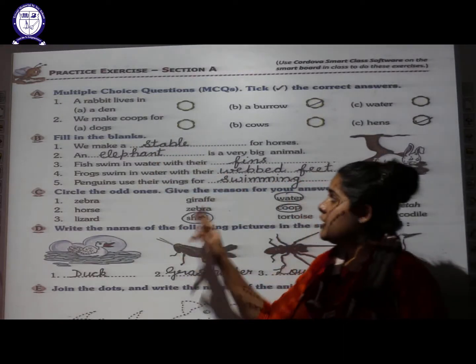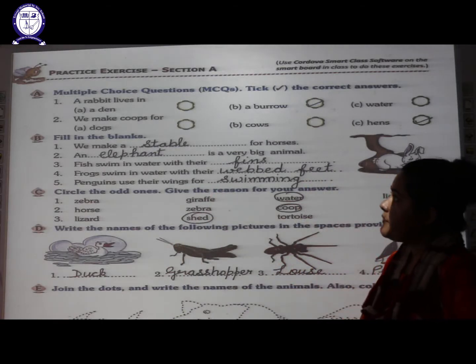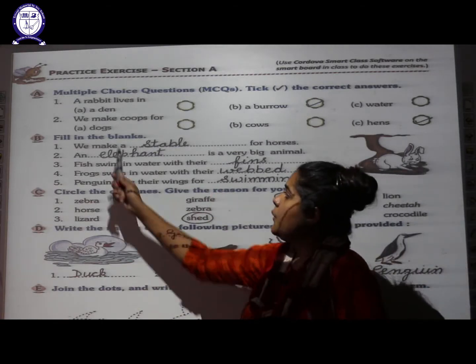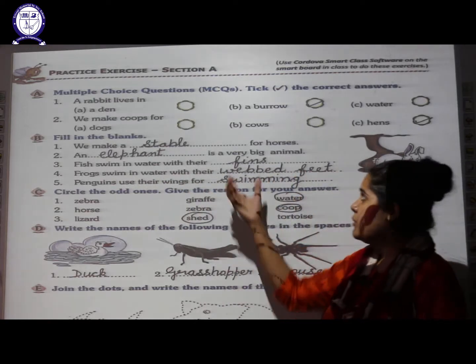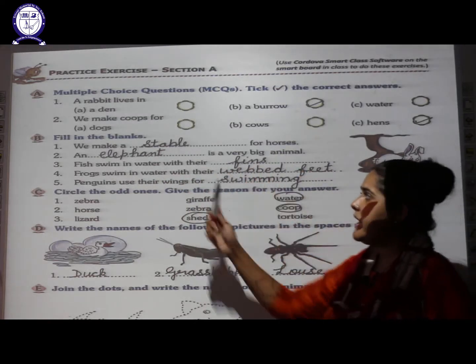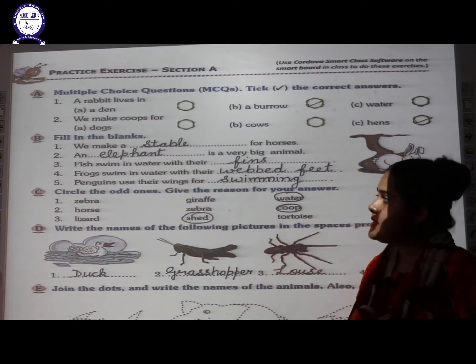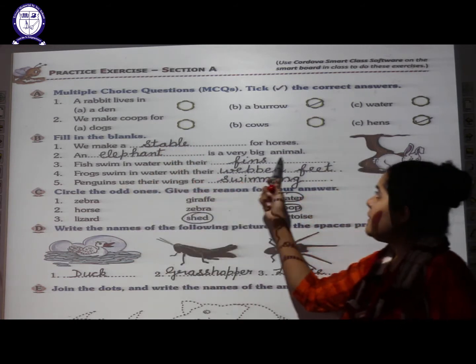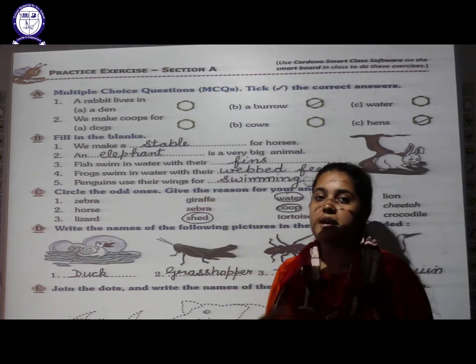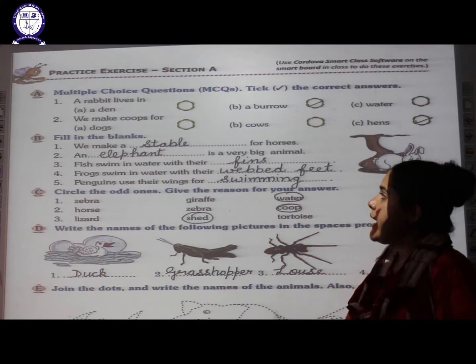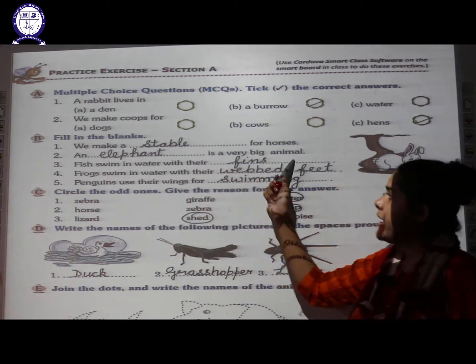So let's begin with the fill in the blanks now. The first fill in the blank is, we make a dash for horses. So what kind of home do we make for the horses? We make a stable. The next is, dash is a very big animal. We have discussed in the chapter that animals can be classified based on their sizes. So an elephant is a very big animal.